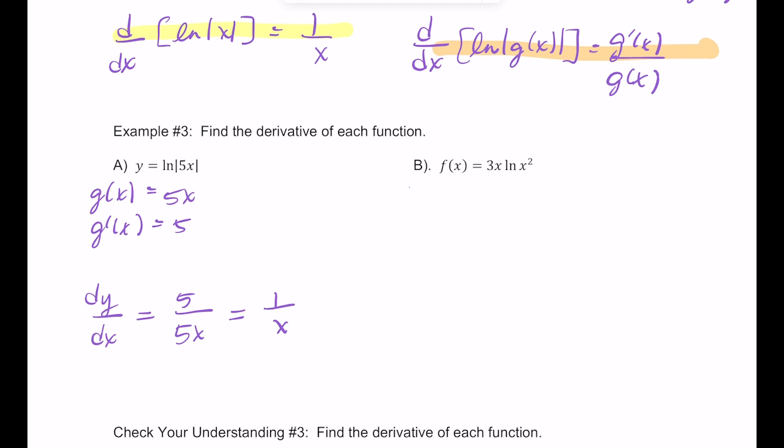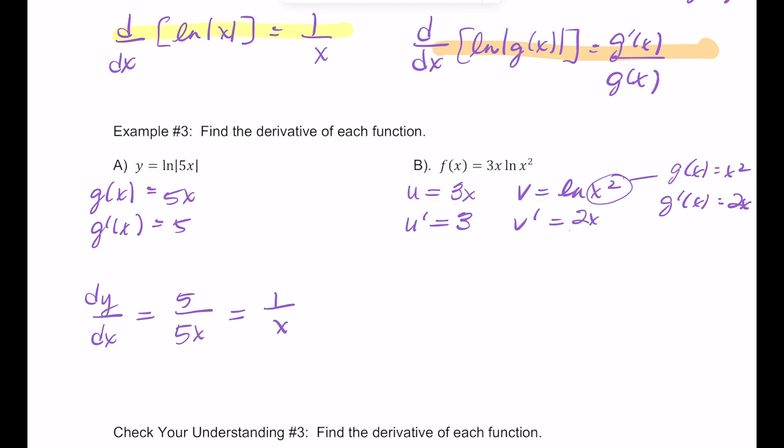Okay, now for b, we've got 3x times the natural log of x squared. So we have a product here. We're going to have to use the product rule. So I'm going to let u equal the 3x, and v is going to equal the natural log of x squared. Okay, so for u prime, we know it's just going to be 3. For v prime, I'm just going to have g prime of x over g of x. So g of x is just x squared. G prime of x would be 2x. So this is just 2x over x squared. Okay, I'm going to leave it like that.